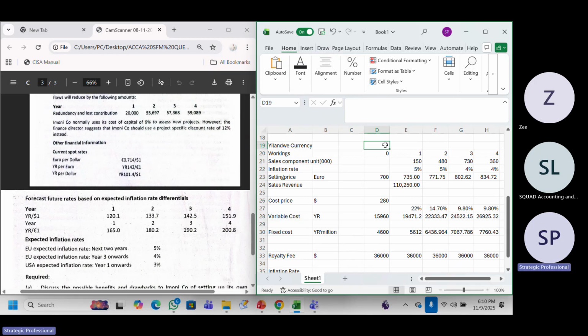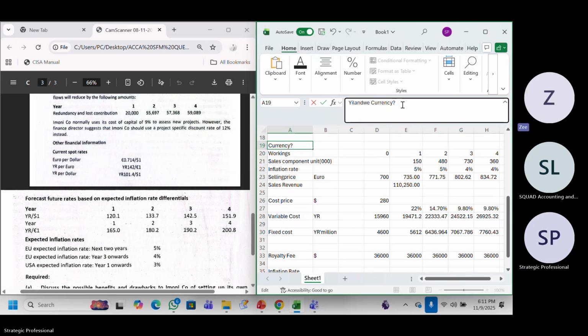So they said Ilandwe to dollar is 120, 133, 142, 151. They said Ilandwe to pounds is 165, 180, 190. Which one are we going to use? Is it Ilandwe to pounds for the sales we are going to use, or Ilandwe to dollar, for the selling price?